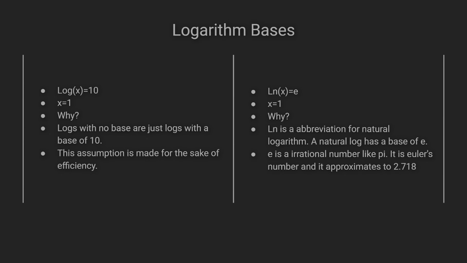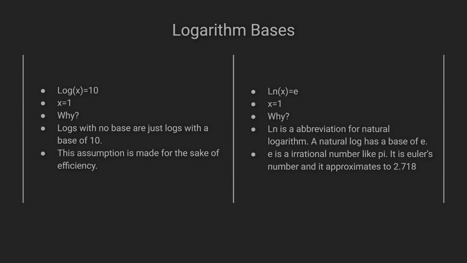So let's start on the left. If we have a logarithm with no base, an argument, and a given value, and that given value being 10, well, x is going to be 1. And we may think, why? Well, logs with no base are really just logs with a base of 10. And as I said before, this is an assumption made by mathematicians for the pure sake of efficiency. So when we see a log without a base, the base is just base 10.